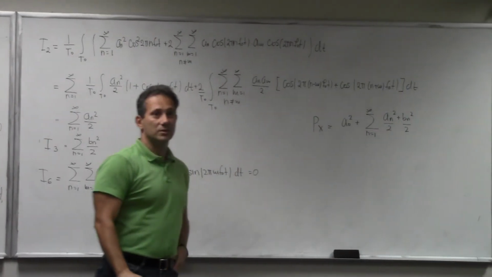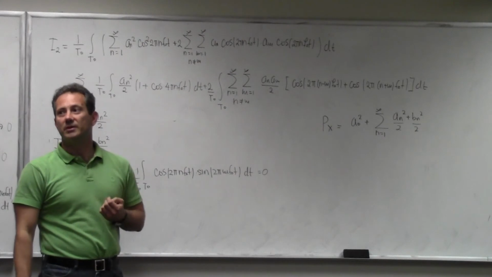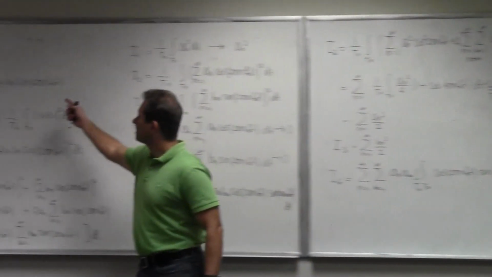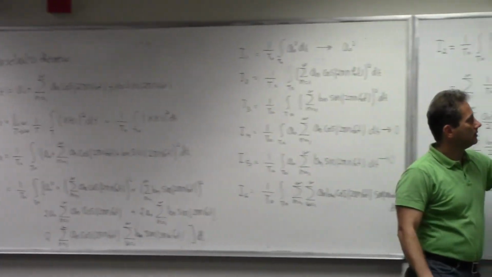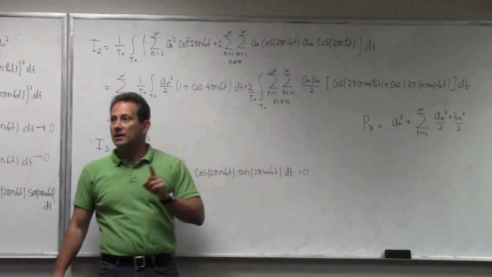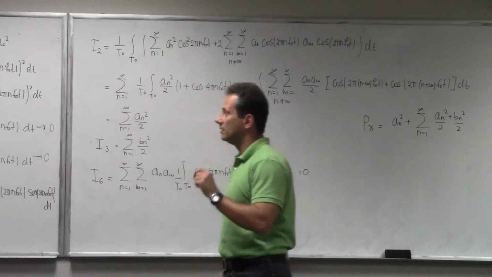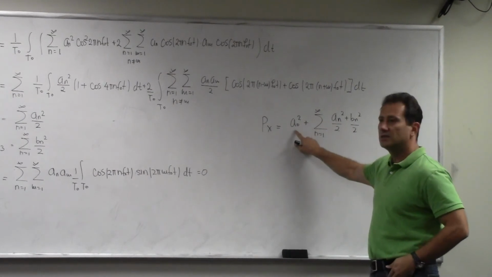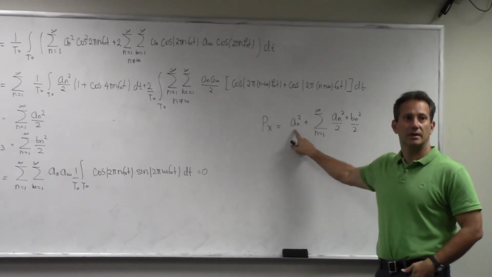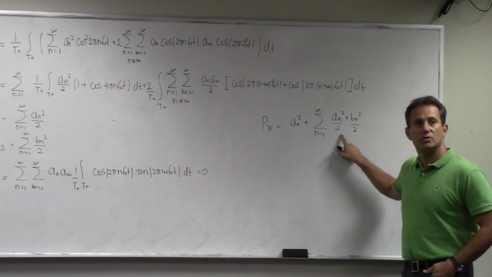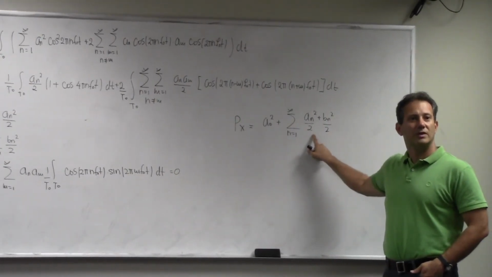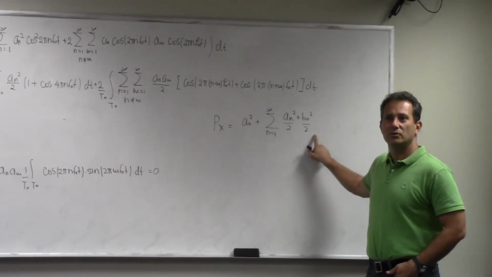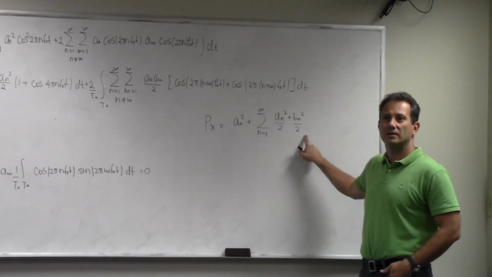Now, how beautiful is this result. Now the question is, how do I remember this? Well, look at what we concluded. Look at this, and look at this. What you should conclude is this: if I look at x of t, this is the power of a DC component. An squared over 2 is the power of the n-th cosine component, and bn squared over 2 is the power of the sine component.